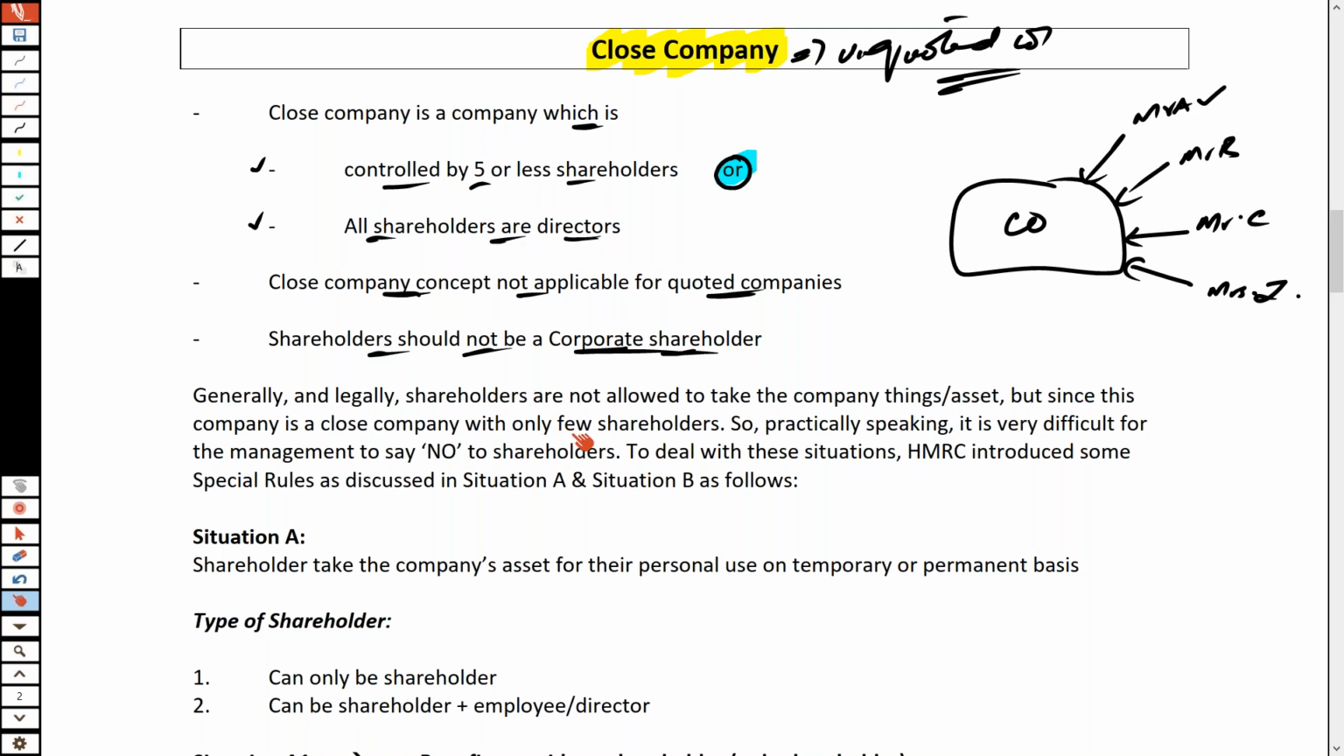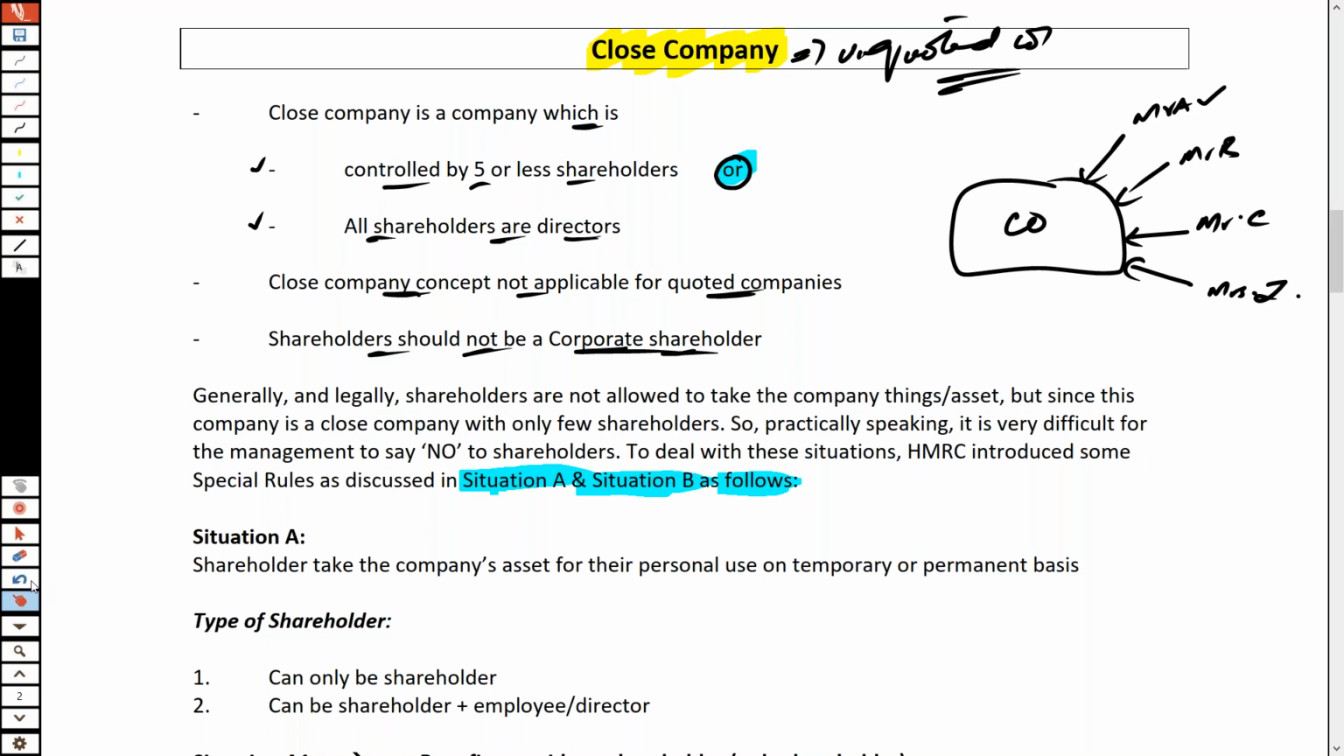Because there are only a few shareholders in a closed company, the company cannot deny their demands at times. So to deal with these situations, HMRC introduced some special rules, as discussed in situation A and situation B as follows. Now, what is actually happening and what will be the tax treatment?